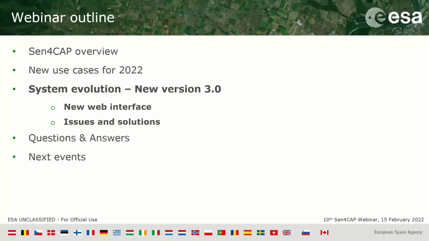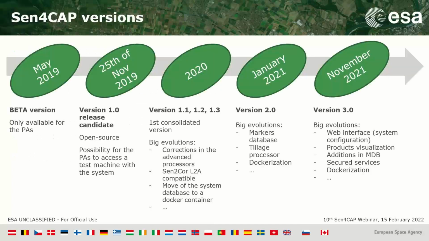So in the version that was delivered last year and the system evolution, we went from a beta version only available for the paying agency in 2019 to this new version, with a lot of evolution: some consolidation, for example the possibility to use Sen4CAP image, but also the evolution with the marker database, the tillage processor that was added in the system, and now a new web interface with a better product visualization, some additions in the marker database, and more secure services and a stable version of the system that was delivered in November last year.